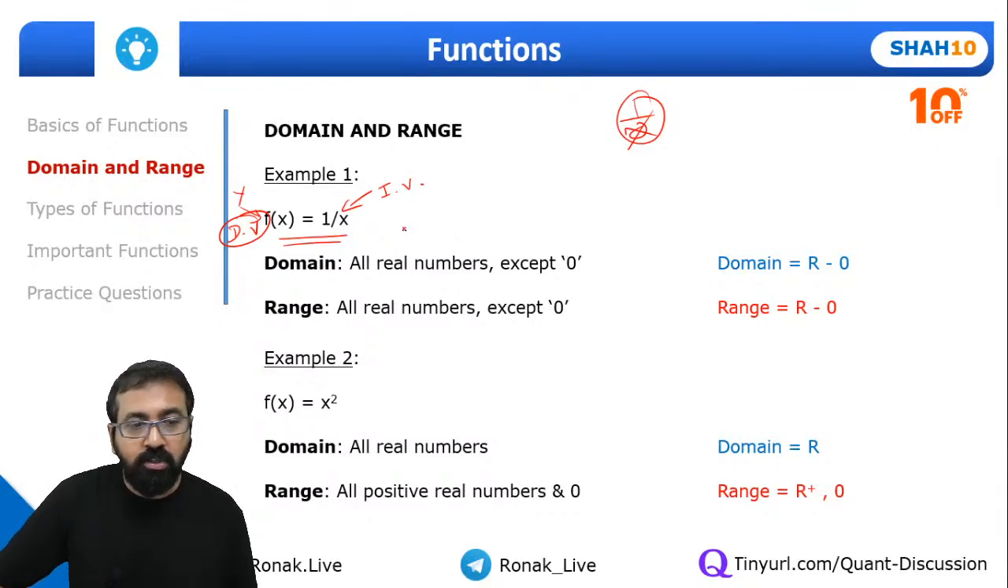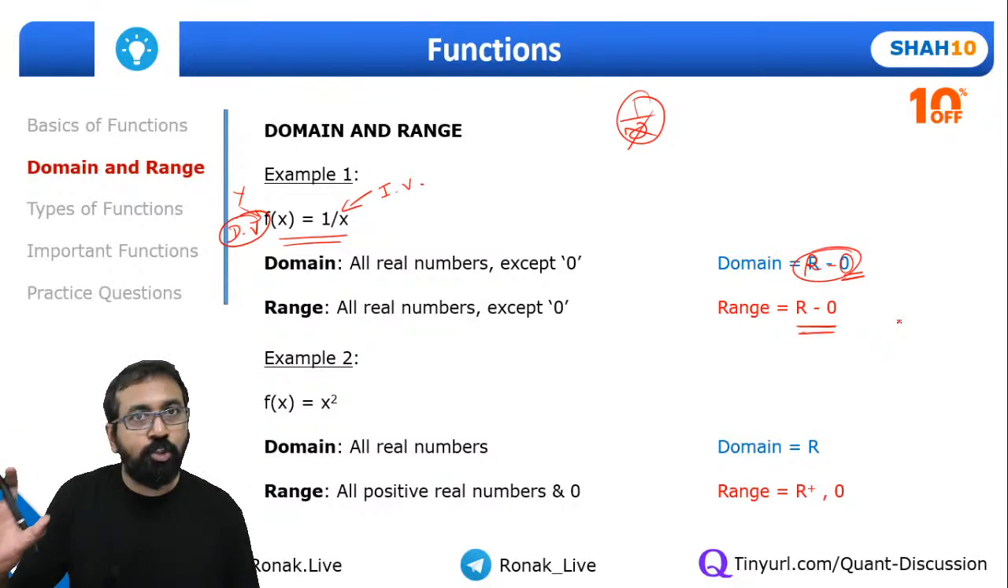So the domain in this example is all the real numbers except 0. R represents the set of real numbers and I'm excluding 0 from that. So this is the domain. In the same way, what is the range? Again, it will be any value other than 0, right? So this is our range. Have you all understood what is domain, what is range? Quickly show me a thumbs up, guys, before we go ahead.